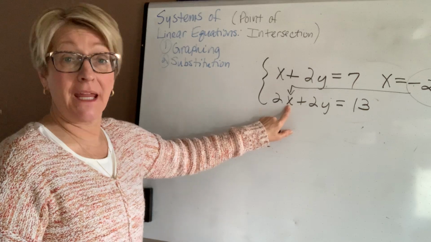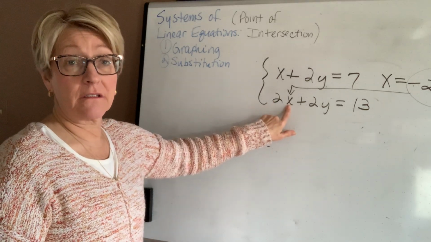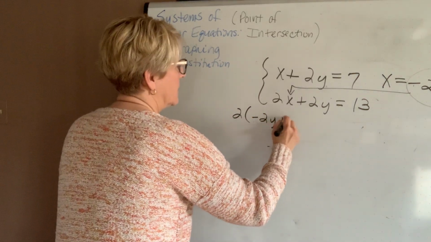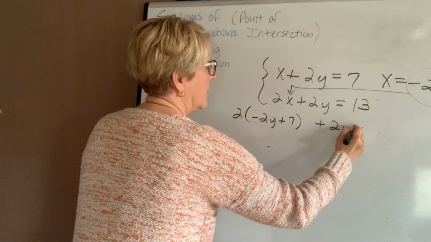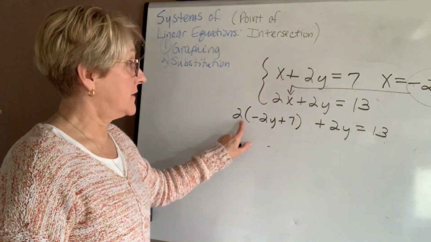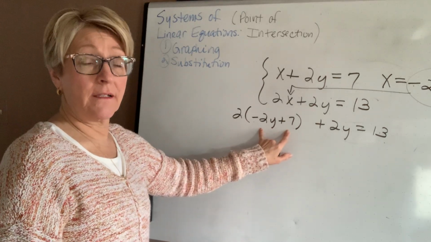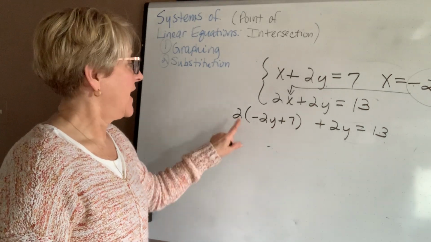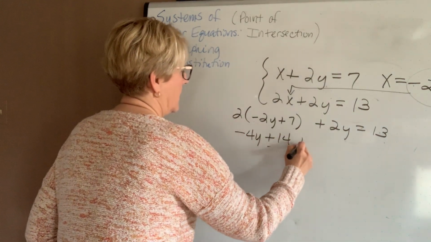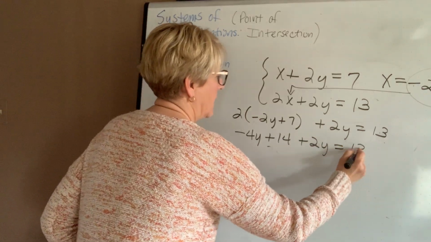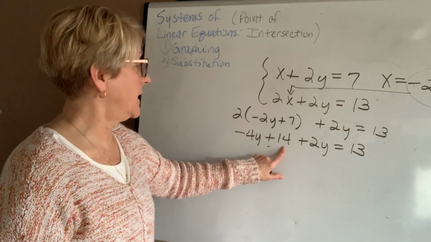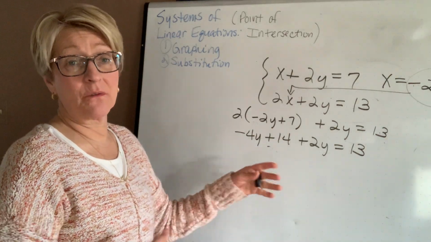Now, another complication is that we have a coefficient. And so we're going to have to distribute. So one more time, instead of 2x, it's 2 of these. Negative 2y plus 7. So we have to distribute negative 2y, positive 14. Okay, now we have a little work to do.